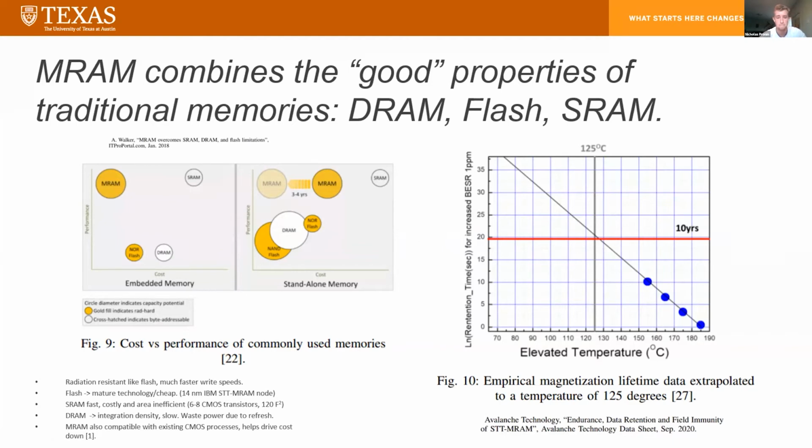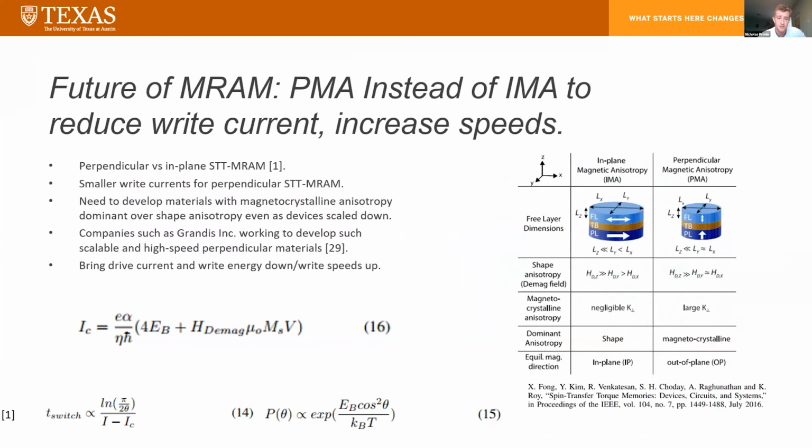So in terms of some future improvements to MRAM, one thing we're going to want to do is potentially transition to PMA instead of IMA materials. The main reason for this is that we could achieve lower critical currents in PMA STT-MRAM. That's because in IMA MRAM, you have to include an additional term for the demagnetization field, and the effective magnetic field adds a term to the critical current.